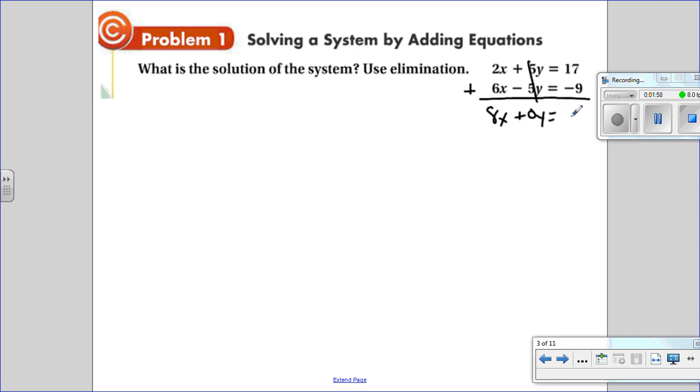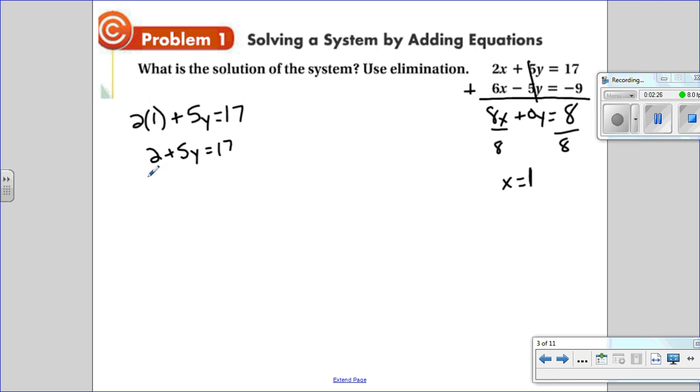17 minus 9 is 8. And now we solve for x. Divide by 8. And you get x equals 1. So now we have an x value. And if we take that x value and plug it back into either one of the equations, 2 plus 5y equals 17. Subtract 2. We are left with 5y equals 15. Divide by 5. And you get y equals 3.